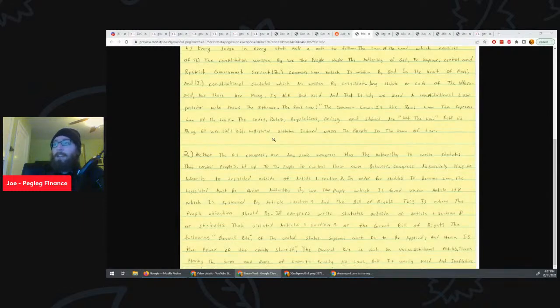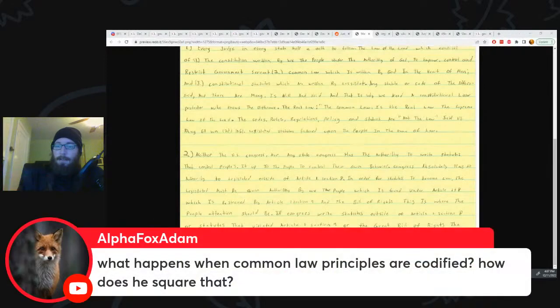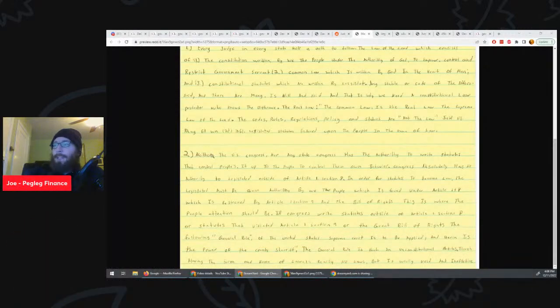2, neither the U.S. Congress nor any state Congress has the authority to write statutes that control peoples, and that's the possessive, people, apostrophe S. No idea. I mean, this is such utter and complete nonsense that it's hard to figure out. So, it up to the people to control their own behavior.